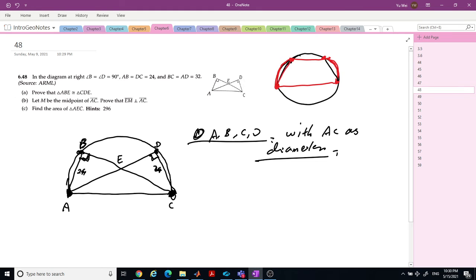Okay, then if you connect these 4 points, you have a quadrilateral. Okay, this quadrilateral must be an isosceles trapezoid, or especially a rectangle.